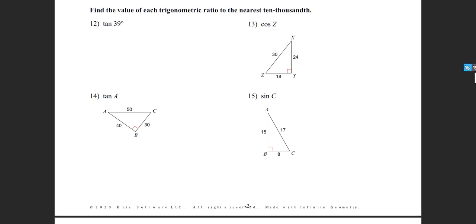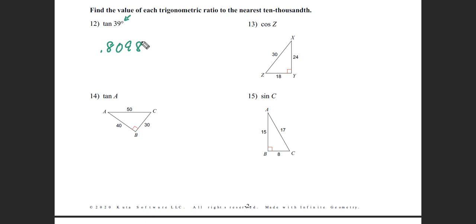These state, find the value of each trigonometric ratio rounded to the nearest 10,000th. So in the first one, all we've got to do is type that into the calculator. That's it. Just make sure it's set to degrees, because it's using degrees here. The tangent of 39 degrees, if we type that in, we'd get 0.8098.